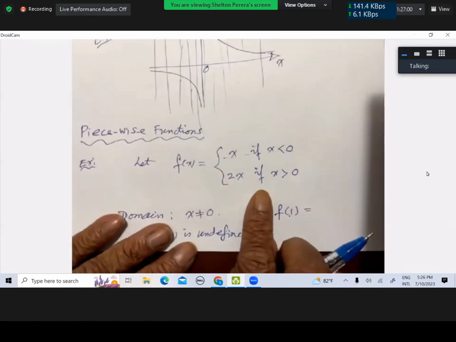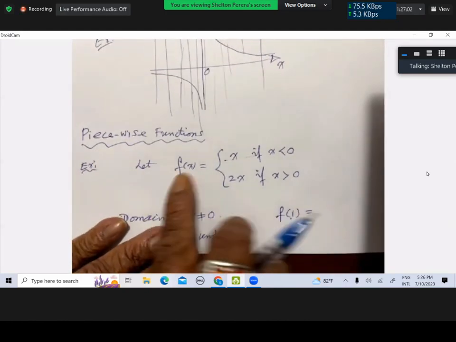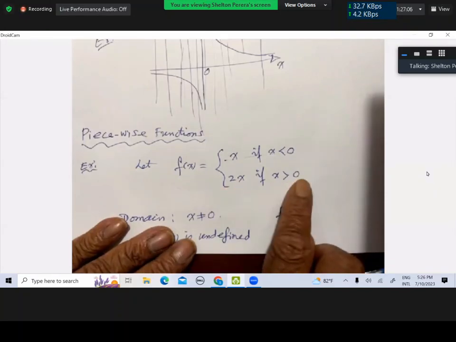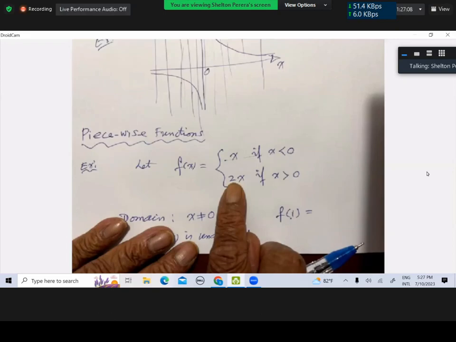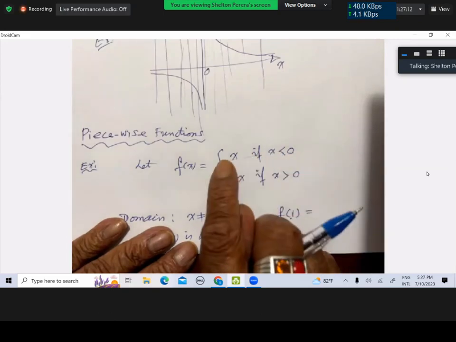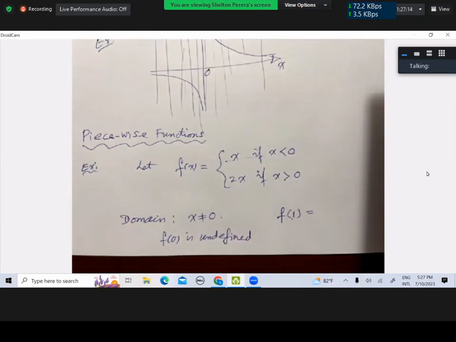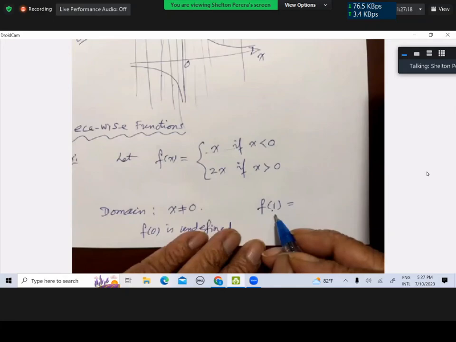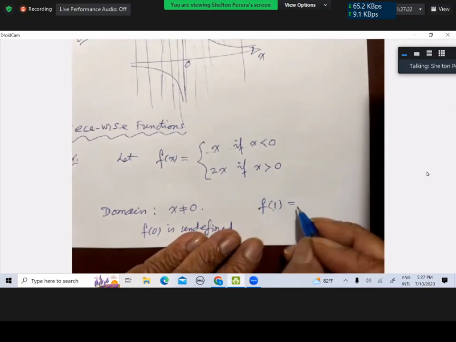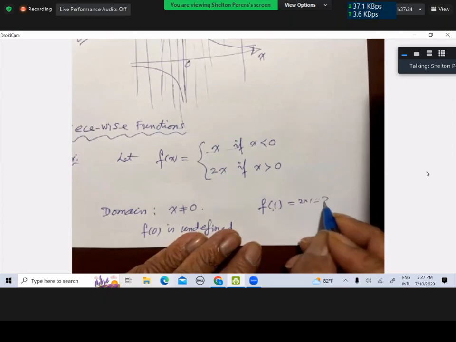Piecewise functions. One function defined using two conditions. For positive numbers, twice the input is the output. For negative inputs, it's just the input. So f of 1: 1 is positive, therefore it is 2 times 1. You have to use this rule. 2 times 1, which is equal to 2.